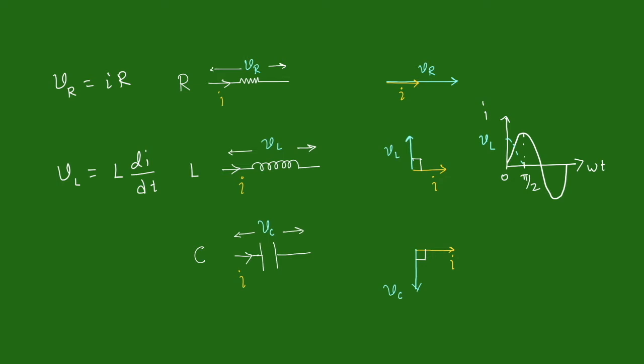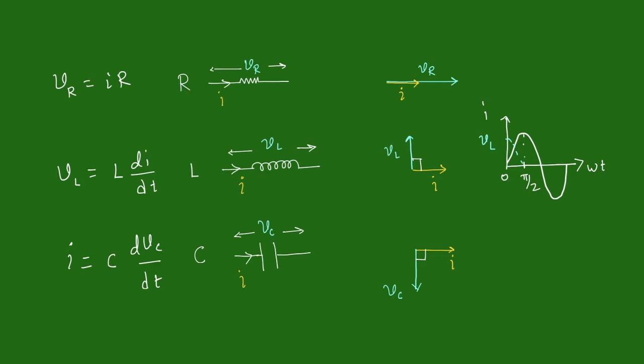What will happen with capacitor? In case of capacitor, we can write current flowing through the capacitor, that is I is equal to C into dVc by dt. Comparing this equation with the equation for potential difference across an inductor, we can see that now current is directly proportional to rate of change of voltage across the capacitor. And hence, in case of capacitor, potential difference across the capacitor will be lagging behind the current flowing through it by 90 degrees. So, if current is shown along positive x-axis, potential difference across the capacitor will be along negative y-axis.